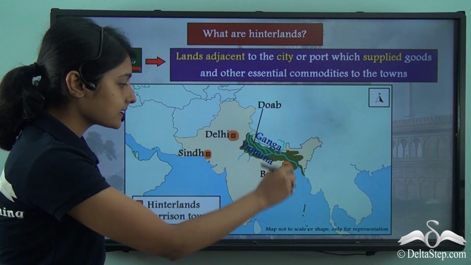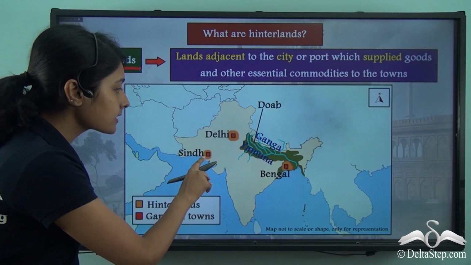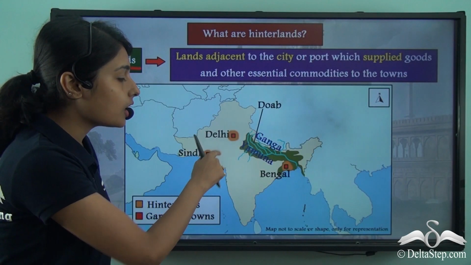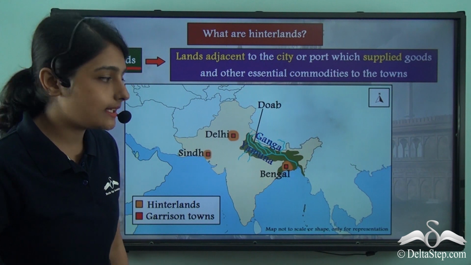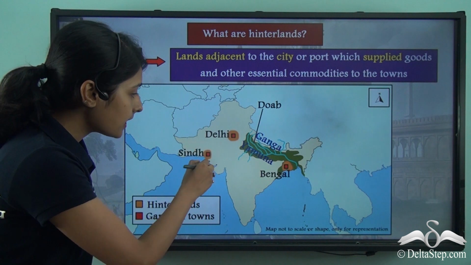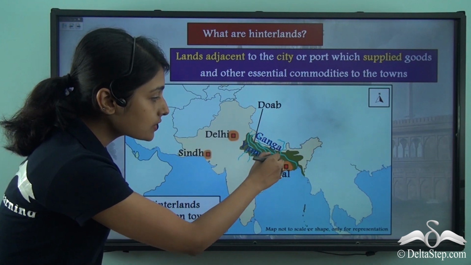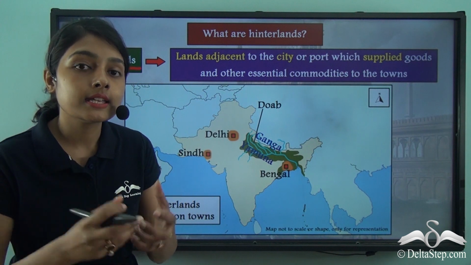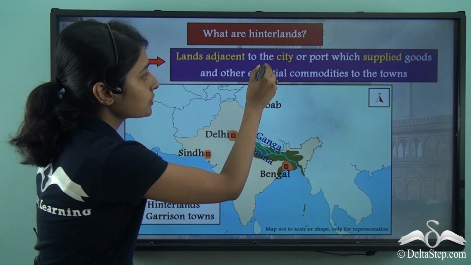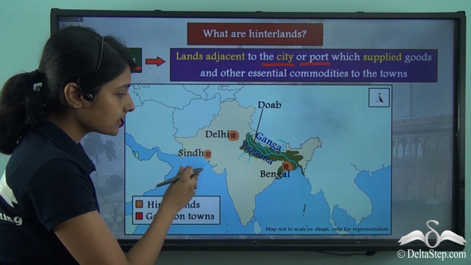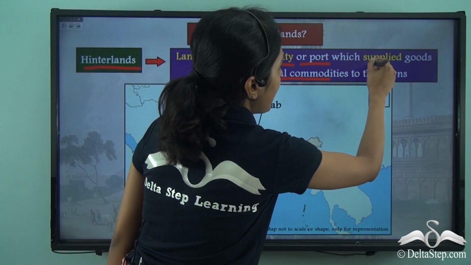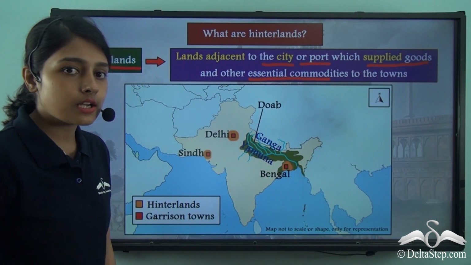Let us focus on this map. The red box shows you here the garrison town of Sindh. Similarly, this red box shows you the garrison town of Delhi, and this one shows you the garrison town of Bengal. The area that is marked in yellow around this garrison town are the hinterlands. Now these hinterlands are the lands adjacent to the city or port or the garrison town in this case that supplied essential commodities and goods to the garrison towns.